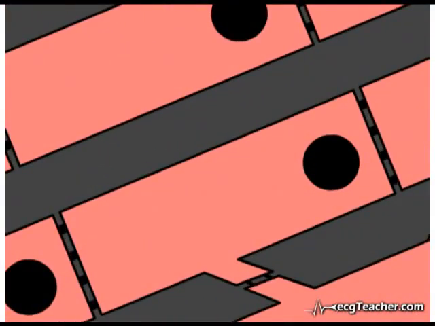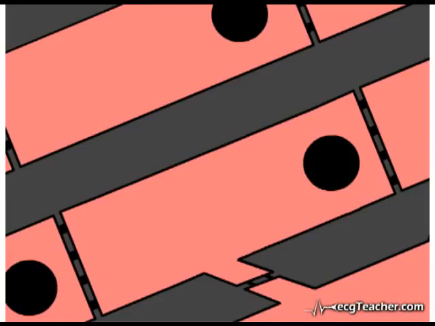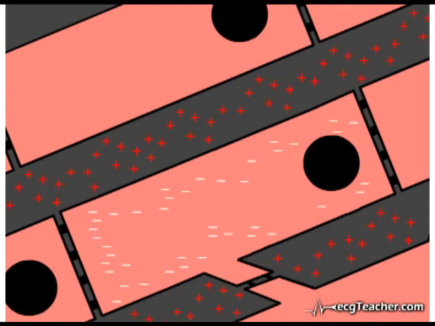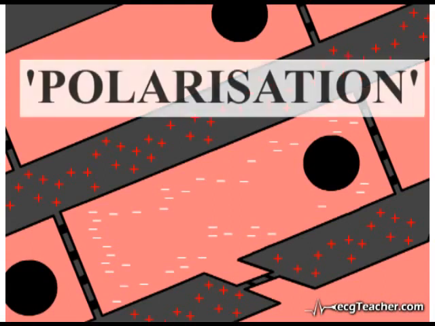As demonstrated by the cell center field, all cells of the cardiac conducting system and myocardium maintain a gradient of electrical charge across their membranes, with the extracellular fluid demonstrating a positive charge relative to the intracellular compartment. This polarization of the cell membrane is an energy-dependent process.